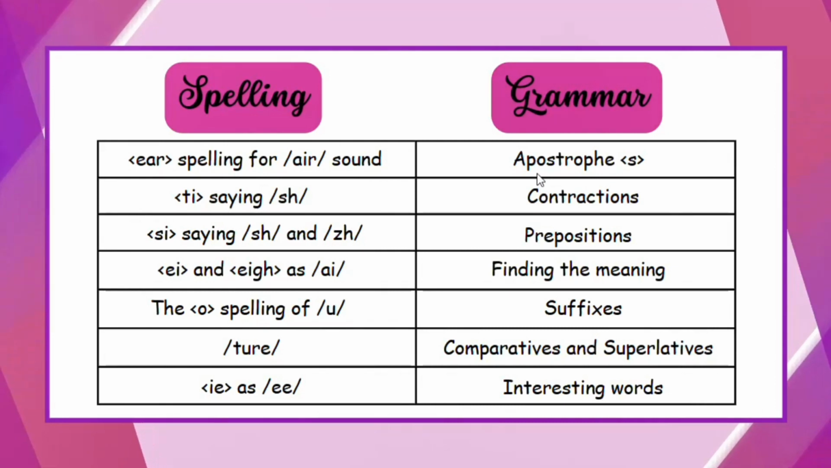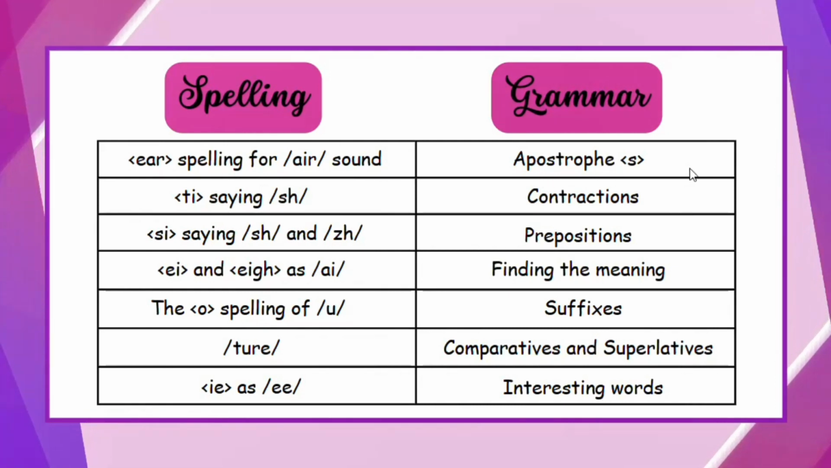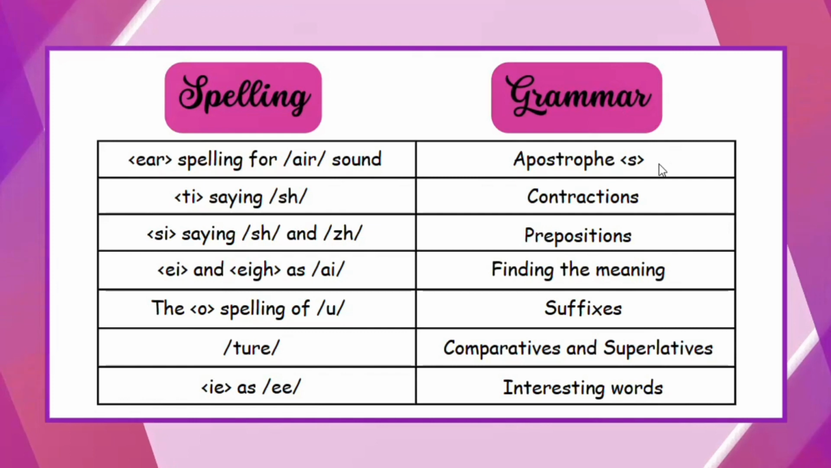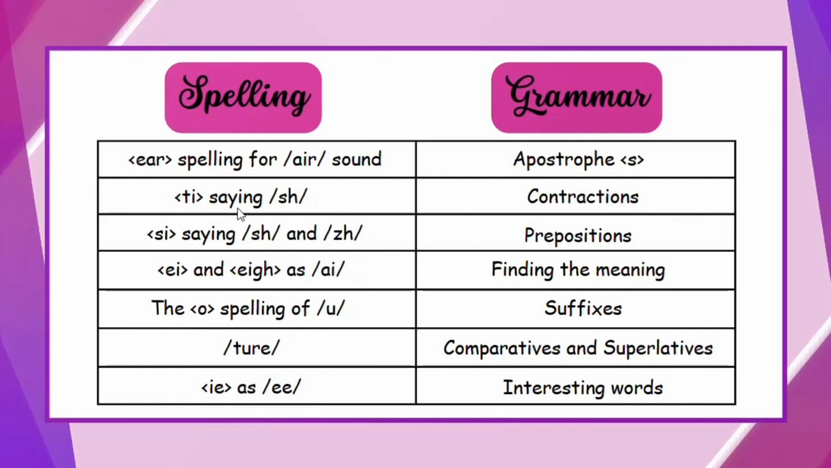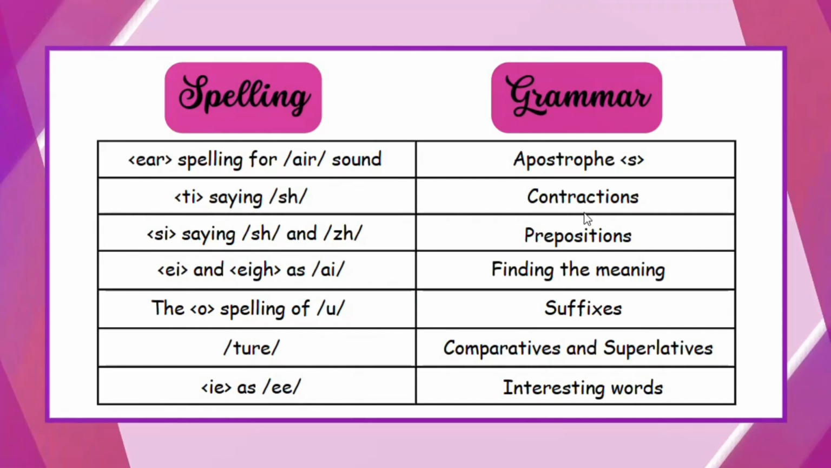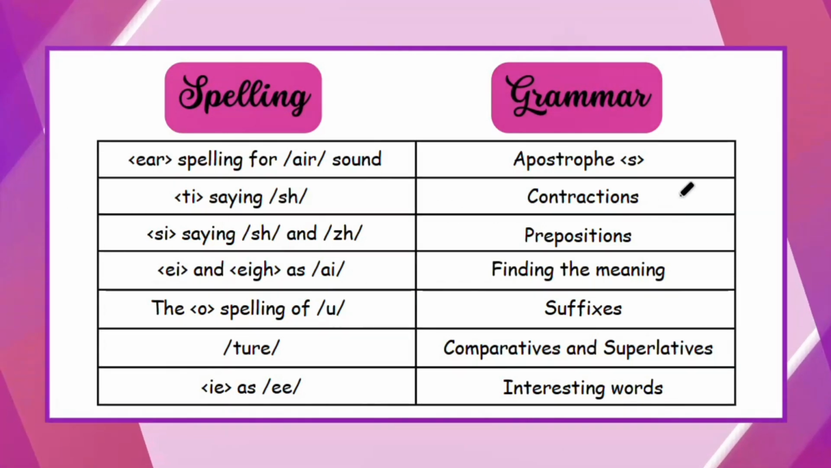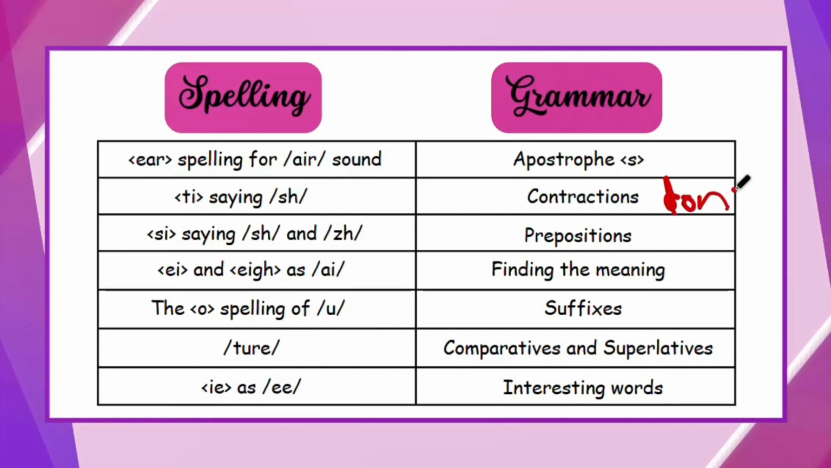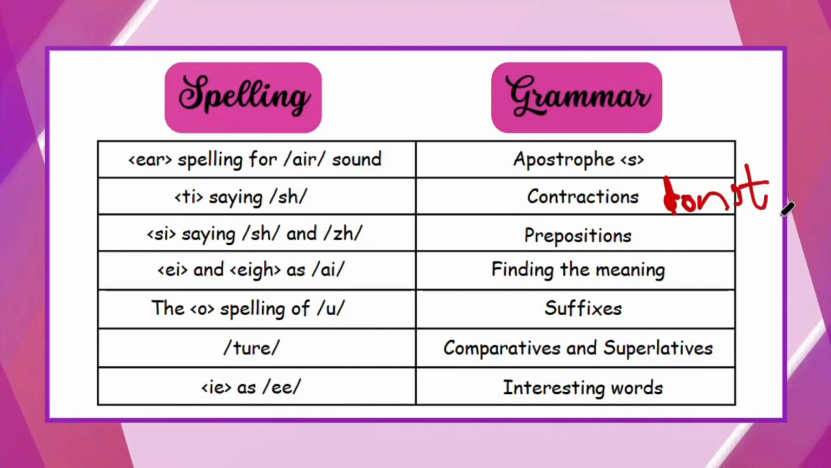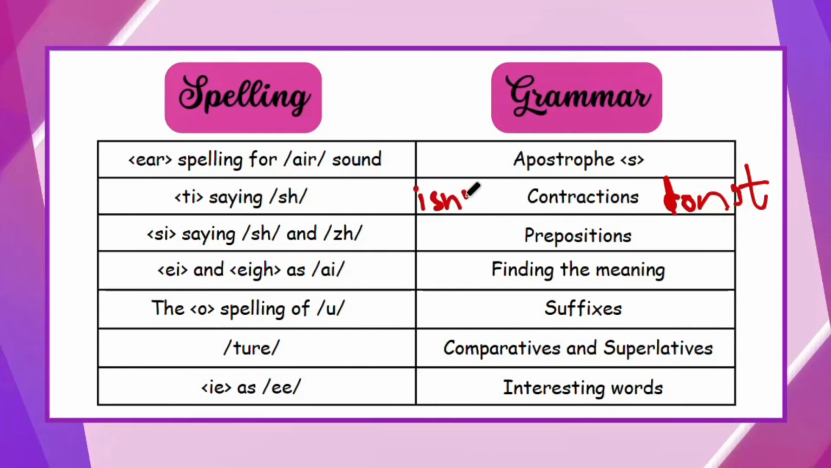You will also teach them apostrophe S for belongings or possessions in grammar lesson. TI saying the sh sound, this is a spelling pattern that they should know. And then contractions. Contraction means if you are contracting a word. For example, do not will be don't, or is not will be isn't. So you will teach contractions to them, right?